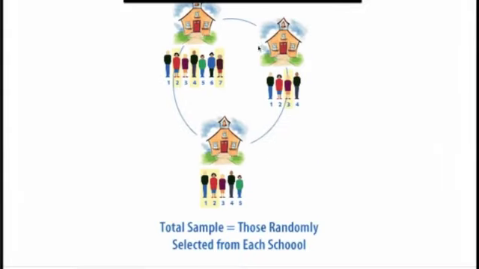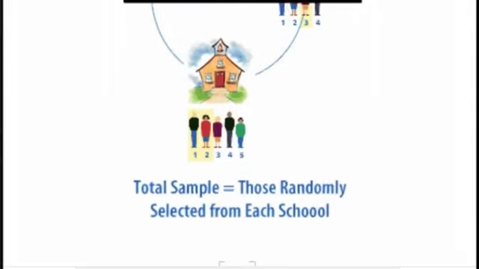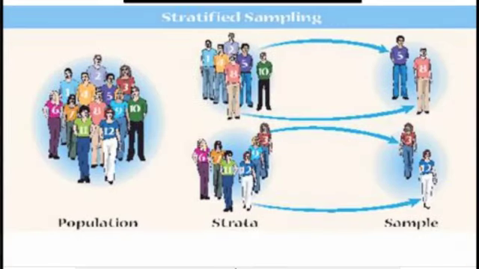One more, we've got 3 different schools. We give everybody in the school a number, and we pick, thinking of each school as being as similar as possible. And finally, one last one, we've got the population of boys and girls. Break into our homogeneous strata, boys and girls, and then we take our sample from each.